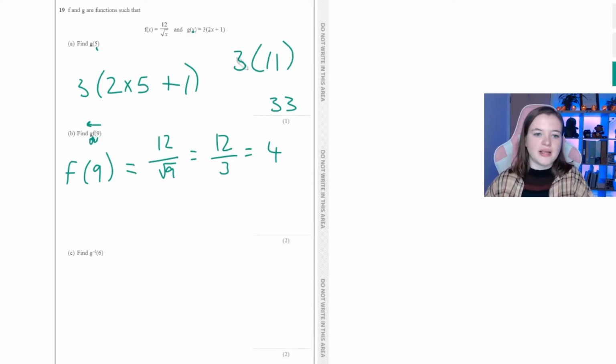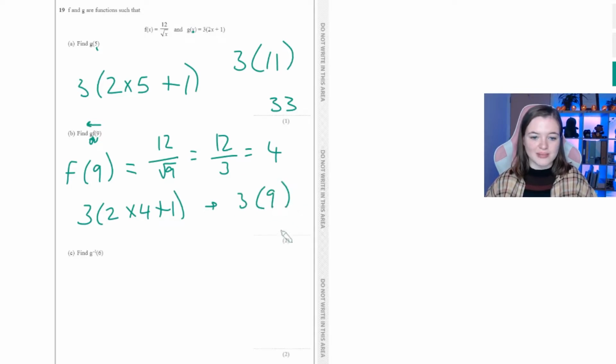So then I'm going to put that into g, so I'm going to have 3 lots of 2 times 4, plus 1, can't forget that. So then I'm going to have 3 lots of 2 times 4 is 8, plus 1 is 9, 3 times 9, 27. Grand. Then I'm going to do find g inverse of 6, essentially.